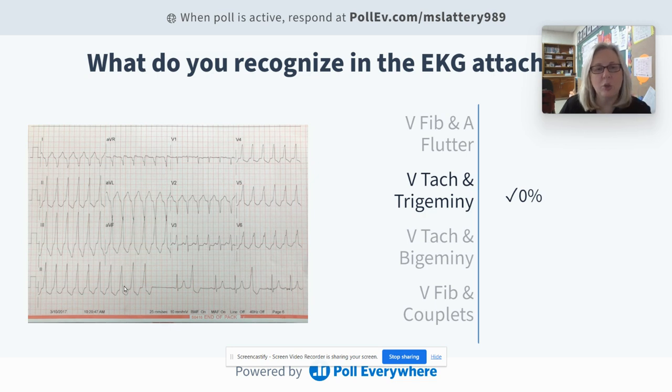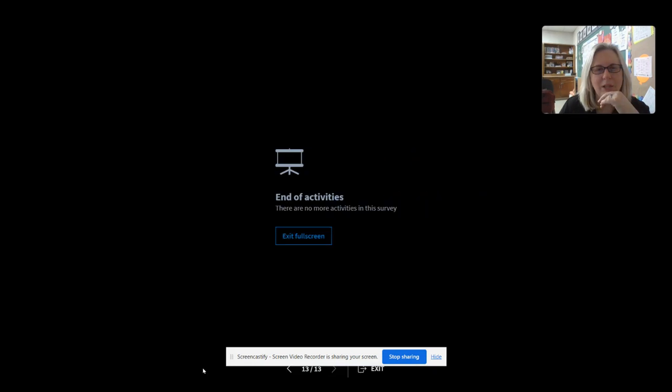This is what they typically do when they come out of VTAC. If we are able to break them out of it by doing a vagal maneuver or the cough or whatever, they'll break into something like this: trigeminy, trigeminy, and then eventually the PVC should go away. So that's very common. All right, I think that was the last one. It was excellent.